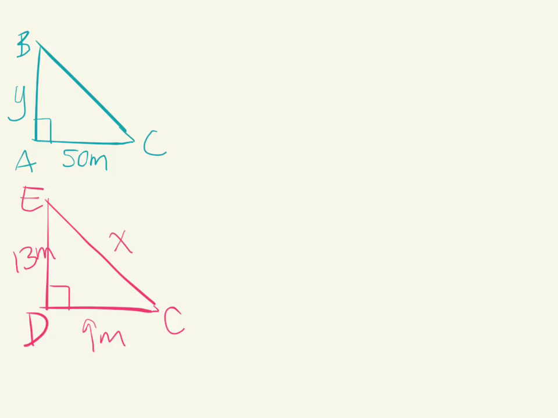Do we know any two corresponding side lengths? Do we have measurements for two sides that are corresponding? Yes, we know AC corresponds with DC, so we can set up that ratio. So we're going to have 50 over 9. And this ratio has to be equal to two other corresponding sides because these are similar triangles. So what is it going to be equal to? So it's going to be equal to y over 13.